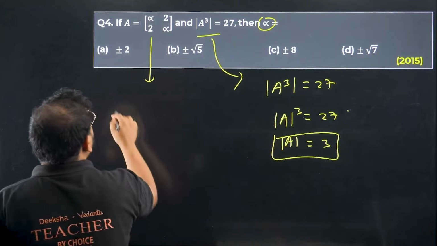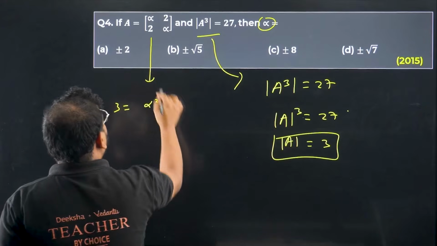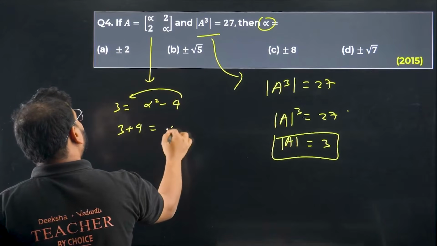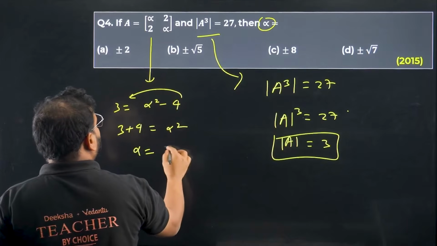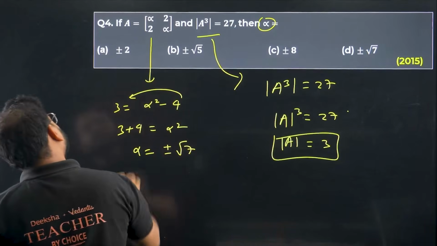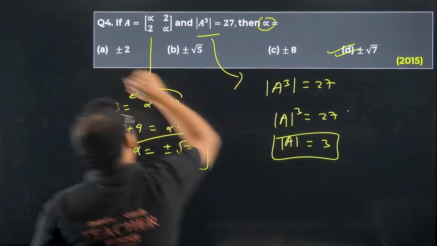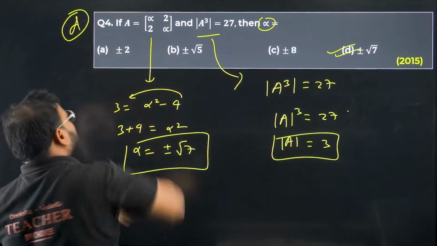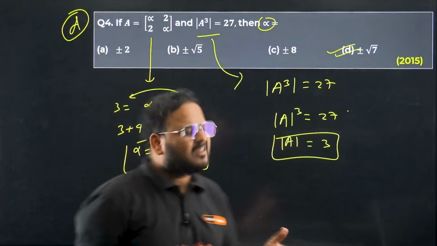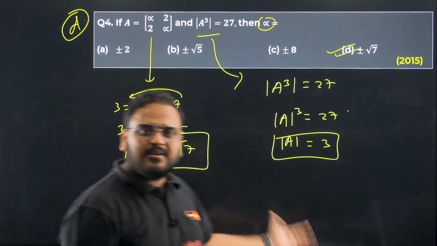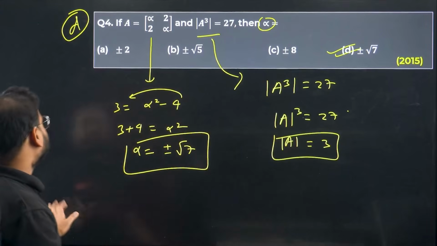Determinant of A is 3 means 3 equals alpha square minus 2 into 2, which is 4. Bring 4 to this side. 3 plus 4 is alpha square. Alpha equals plus minus the square root of 3 plus 4, which is 7, sir. Option is D, sir. Another 15-20 second question. Okay, fine, a 30 second question, not more than that, right? Question number 4 is over.